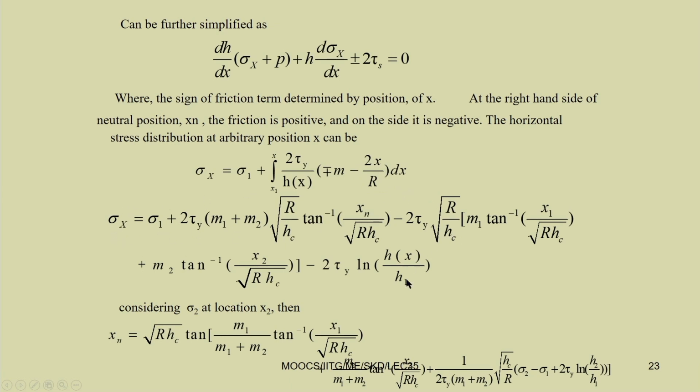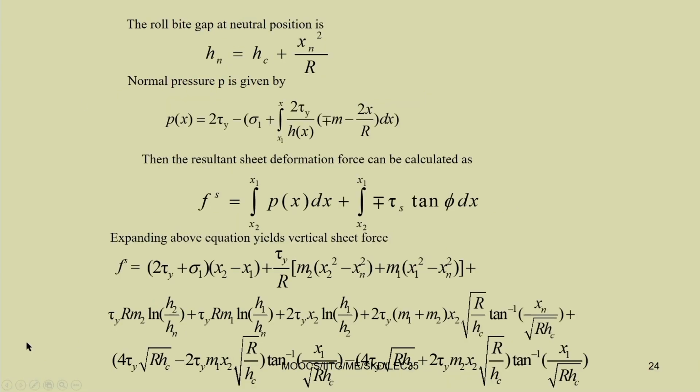You can write in this form, then considering sigma at location x 2, x n can be found here, that is x n is the neutral position, where the sign is changing from negative to positive. So, x n can be found. The roll gap at neutral position h n can be written as h c plus x n square by r. The normal pressure P is given by P x equal to 2 tau y minus sigma 1 plus integration x 1 to x 2 of tau y by h x minus plus m minus 2 x by r into dx.